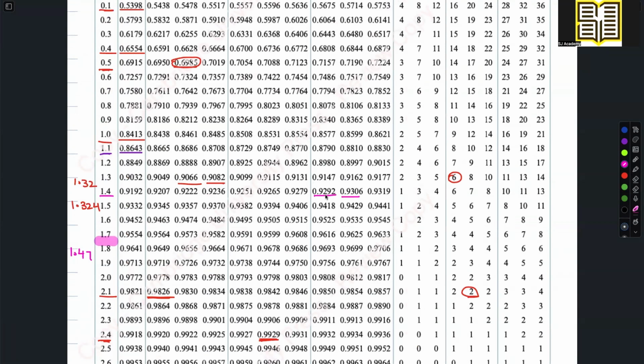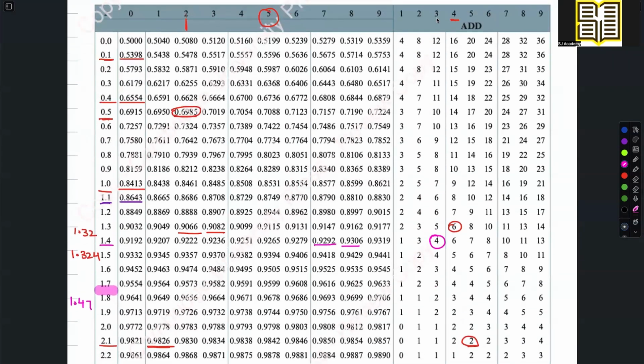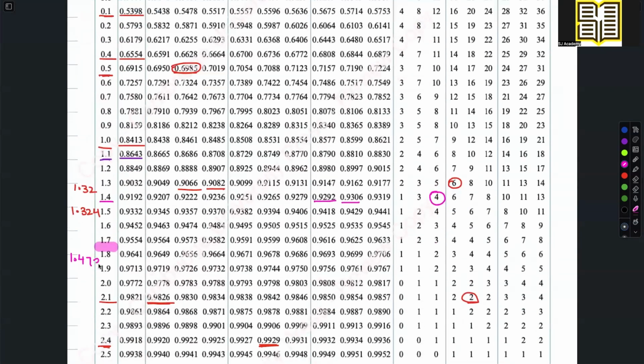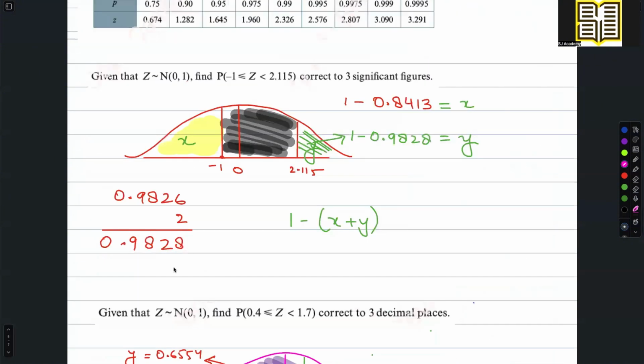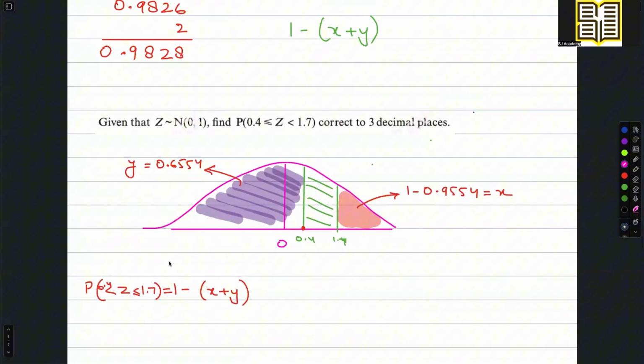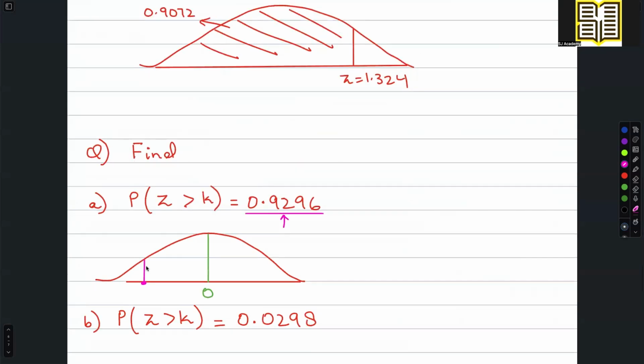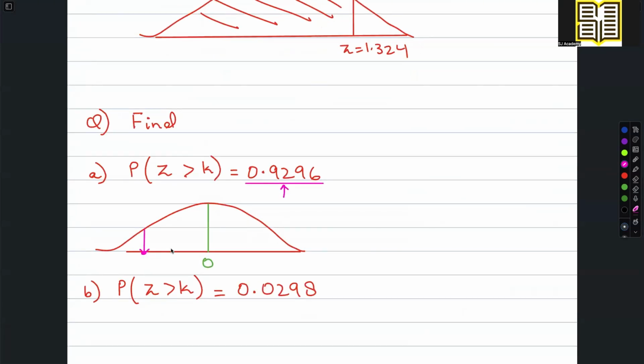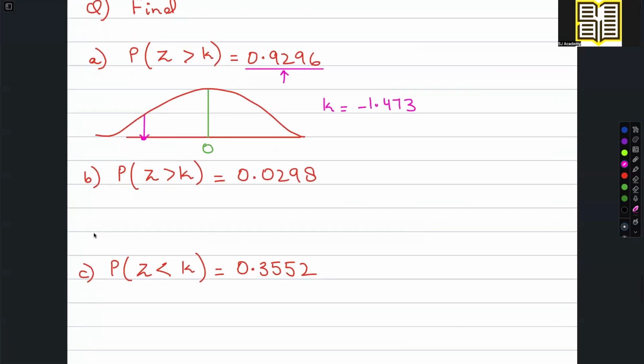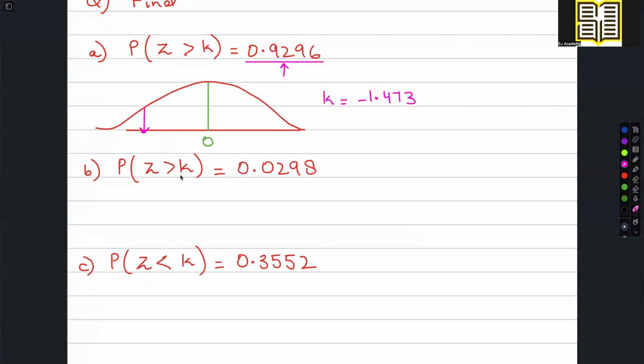Now if we add 4 to it, it will become 9296. So we have 4 over here with the corresponding z value, which is 3. So we can add 3 over here, and the z value or the k value will be 1.473. However, as we already figured out that this value will be negative, the value of k will be negative 1.473.